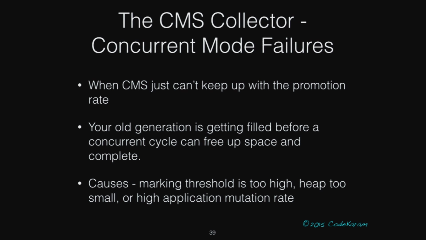So what can cause this? There are lots of causes, but I'm just going to highlight a few of them. Your marking threshold could be too high, so you're not starting the CMS cycle on time. It could be that your heap size is too small. And then there's also a high application mutation rate. For example, you could have a high allocation rate. There could be spikes in your application behavior. All those things can cause concurrent mode failures. It's really a big problem with CMS.